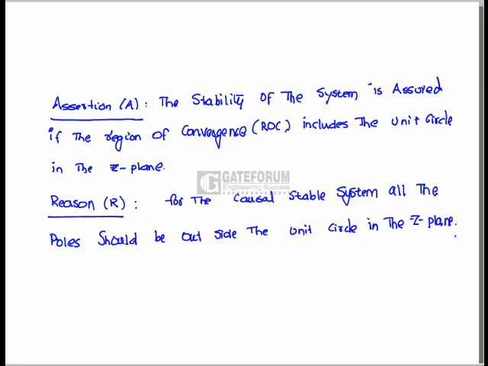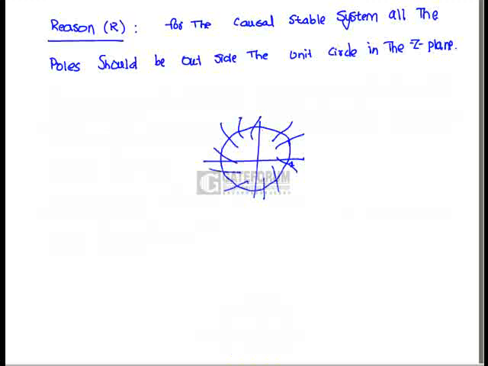From the assertion, we have to decide whether that particular statement is true or not. Here the assertion is given as follows: the stability of the system is assured if the region of convergence includes the unit circle in the z-plane. Means what? For stable systems, the ROC includes the unit circle. Then only the system is going to have both the Z transform as well as the Fourier transform. That means the Z transform converges into the Fourier transform on the unit circle. Hence, the statement given for the assertion is true.